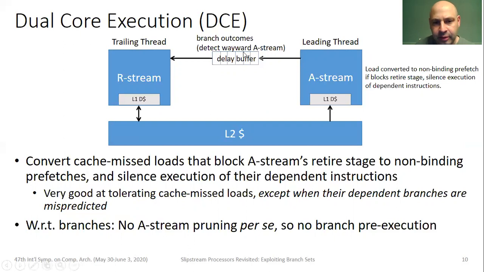In that event, the branch outcomes that are sent to the R stream facilitate detecting a wayward A stream. So if there was a mispredict that depended on an unresolved load, the R stream is responsible for detecting that and squashing not only itself, but also the A stream, thereby losing load latency tolerance. Moreover, DCE was not really targeted for branch pre-execution. And that can be seen if there are no delinquent loads, the two threads are redundant and there's no actual pre-execution going on.